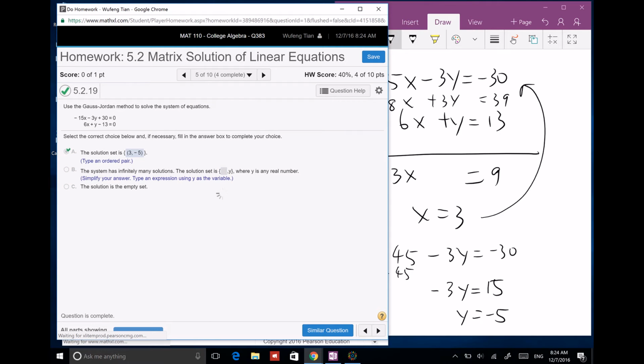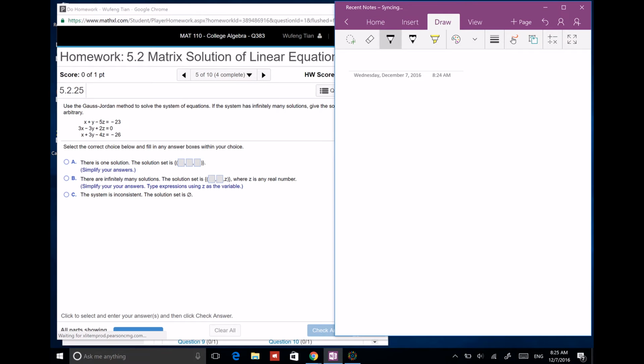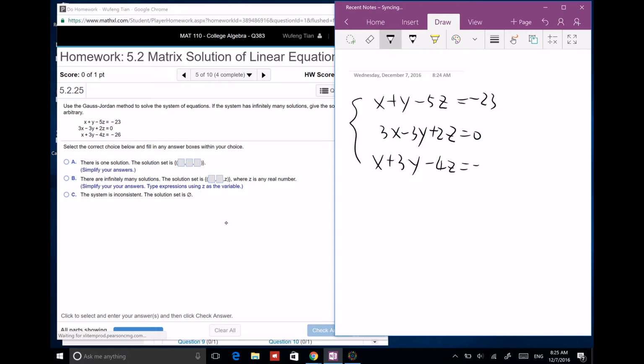Okay. This one, you have to solve it. X plus y minus 5z equals negative 23. 3x minus 3y plus 2z equals 0. And x plus 3y minus 4z equals negative 26. 1, 2, 3. We solve this equation from these two, we can cancel y.